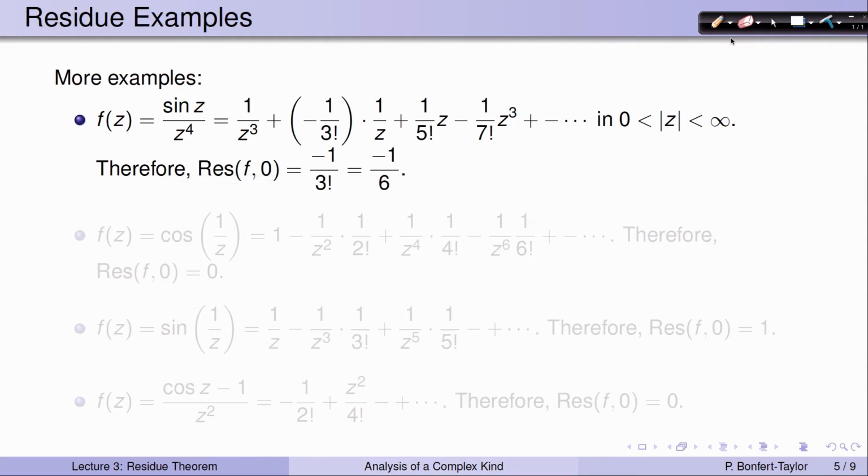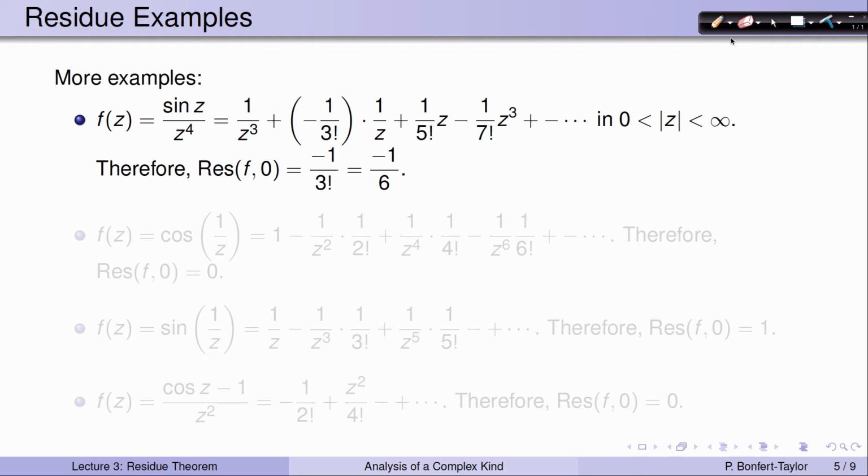Here's another example. The function f of z equals sine z over z to the 4th. We saw that this function has a pole at z equals 0, so it's an isolated singularity, and we found its Laurent series to be 1 over z cubed plus -1 over 3 factorial times 1 over z, and so forth.